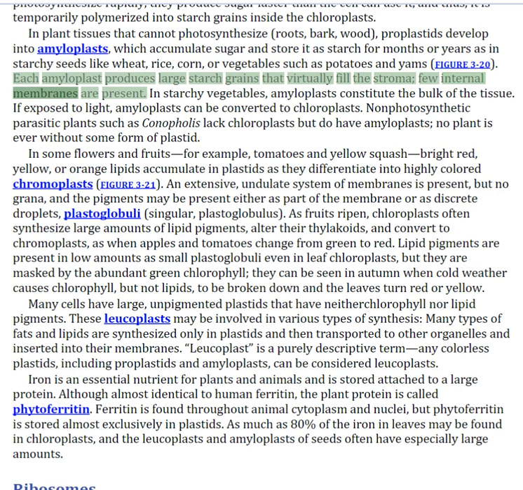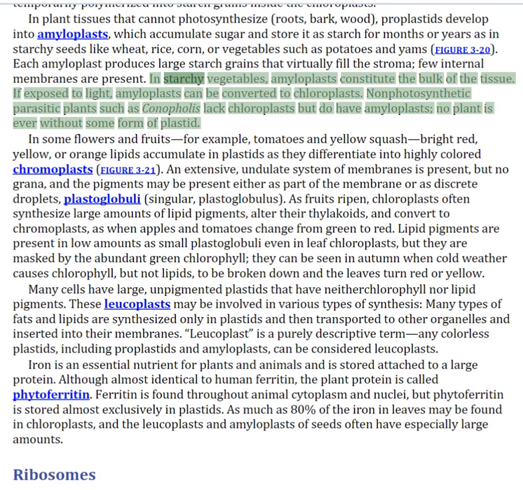Few internal membranes are present. In starchy vegetables, amyloplasts constitute the bulk of the tissue. If exposed to light, amyloplasts can be converted to chloroplasts. Non-photosynthetic parasitic plants such as Conopholis lack chloroplasts but do have amyloplasts. No plant is ever without some form of plastid.